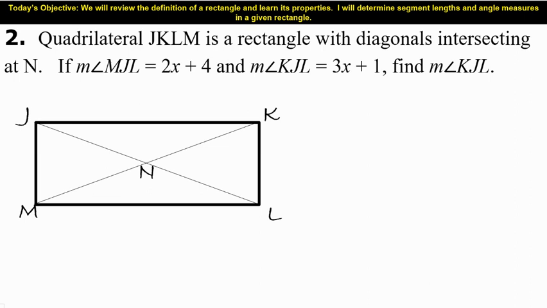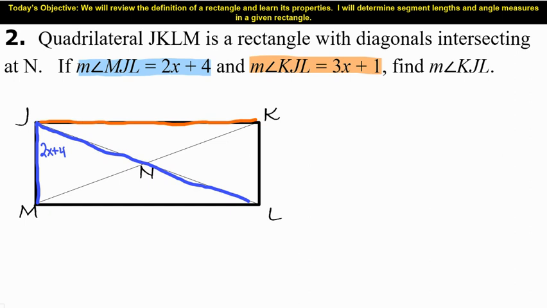And then let's read about the expressions we have. The measure of angle MJL equals 2x plus 4. So you can trace on your picture to see where MJL is. MJL is the bottom piece of the upper left-hand corner. I'm going to label that with 2x plus 4, because that's what it equals. Then KJL, let's see where that is. Again, if you trace it, you can find it. KJL is going to be that upper piece of that same angle, 3x plus 1.